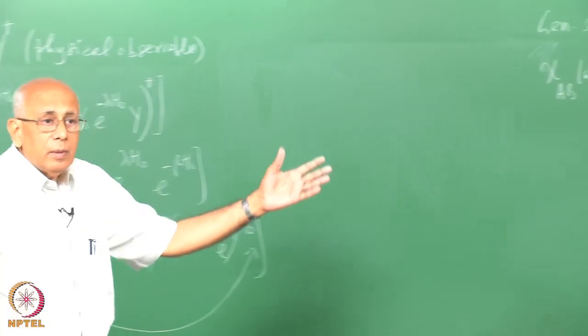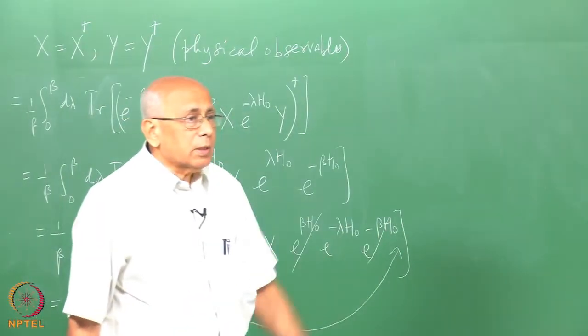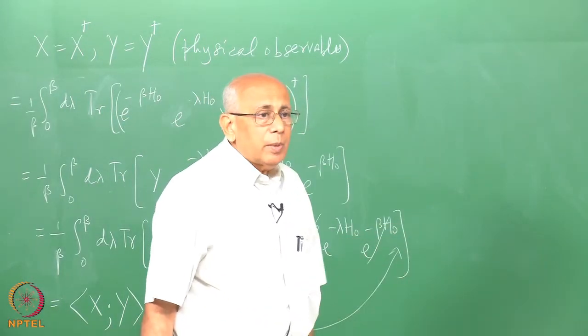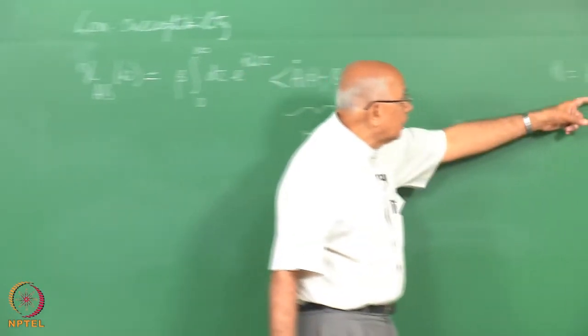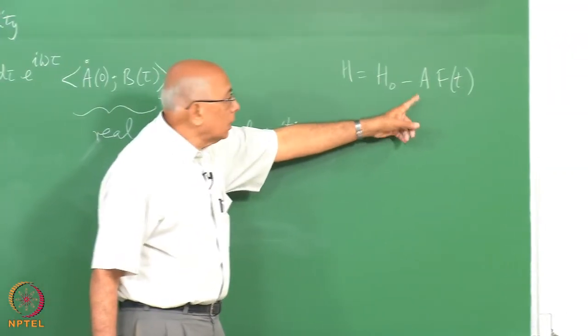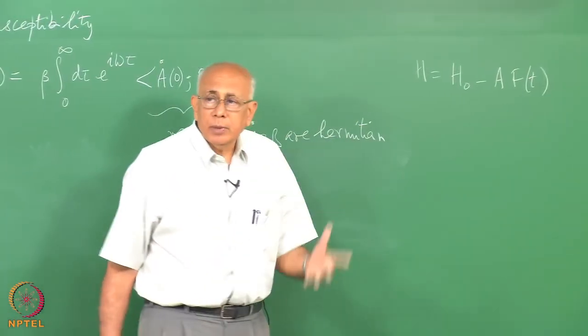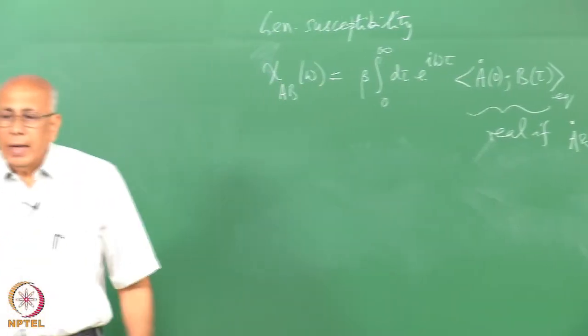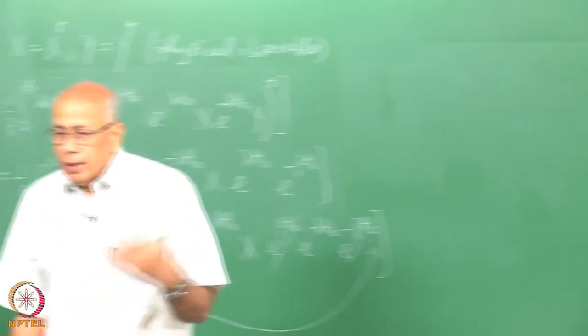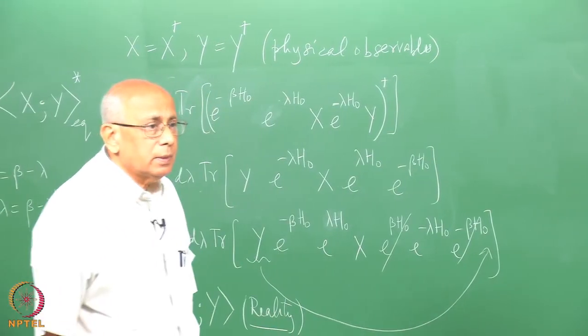So A is certainly a Hermitian operator. I apply real force to the system. H naught is a Hermitian operator. A is a physical observable. And the Hamiltonian has to be Hermitian. So this is Hermitian here. But what's the guarantee that A dot is Hermitian? How do I know that if A is Hermitian, the operator A dot is also Hermitian?